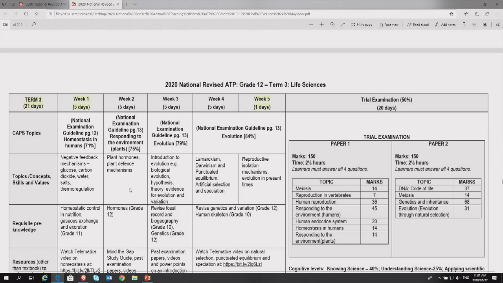Then a whole week for plant hormones, plant defense mechanisms, and of course, which is not shown here, the tropisms. The tropisms.